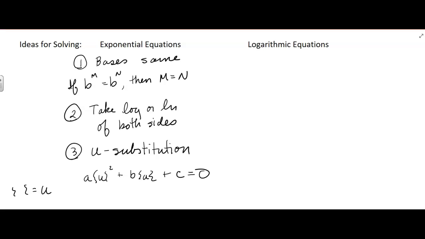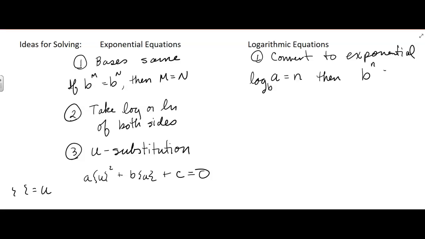All right, logarithmic equations. So first of all, maybe you can convert to exponential. That's usually the easiest way, and it's based on this: if you have log base b of a equals n, then b to the n equals a. I don't know, there could have been different variables, but this works. So you take the base, you go over here and get the exponent, and it equals the argument. Okay, that's the idea. And then from here, you solve.